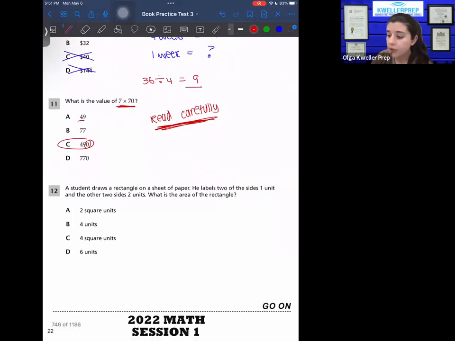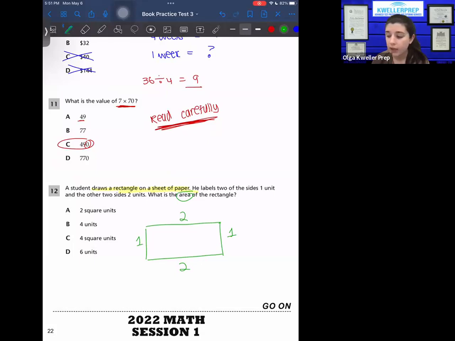Okay, next one, we have a student draws a rectangle on a sheet of paper. So my recommendation when you're doing a question like this and they tell you that somebody's drawing something, you also draw it. So let's draw a rectangle on our sheet of paper, right? Here's our rectangle. Then they label 2 of the sides as 1 unit and 2 other sides as 2 units, right? So we're just going to match them, right? 1, 1, 2, and 2. And now they want the area. So at this point, before we even finished reading the question, we already have our shape in front of us.